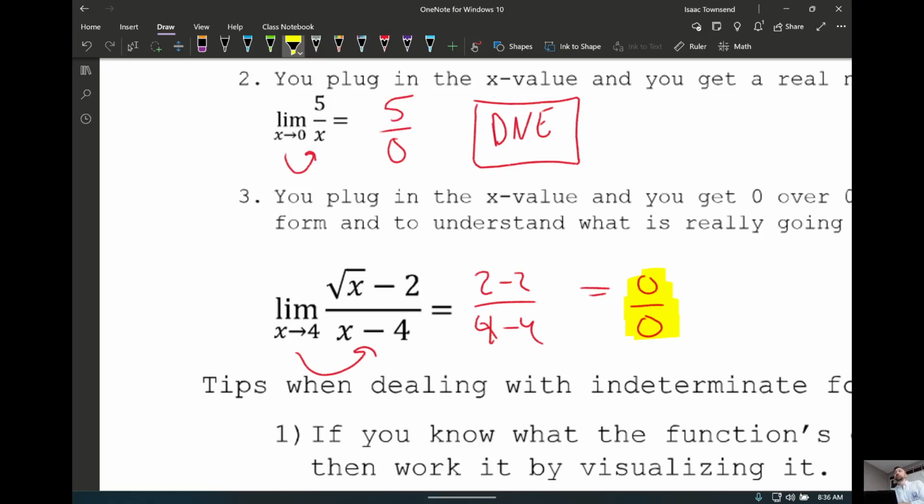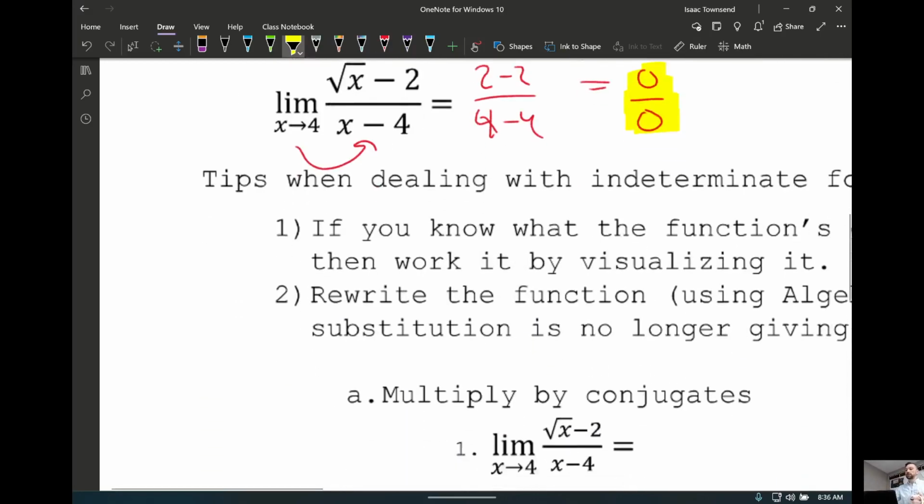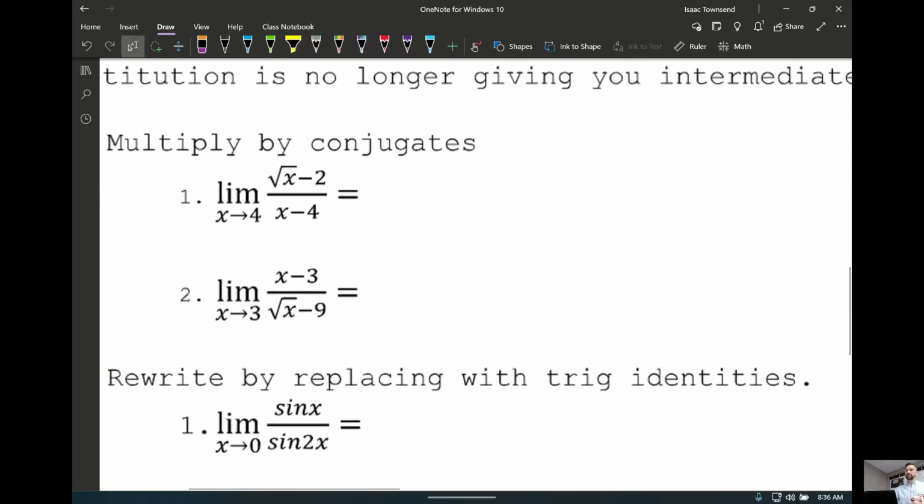So, before I tell you what your 2 new tools are to consider today, you can at least think about what the first and only tool that you have is, and that was factoring. But notice the numerator doesn't factor, the denominator doesn't factor, so unfortunately the factoring is not going to be enough to be able to work this. Okay, this is the same question down here.